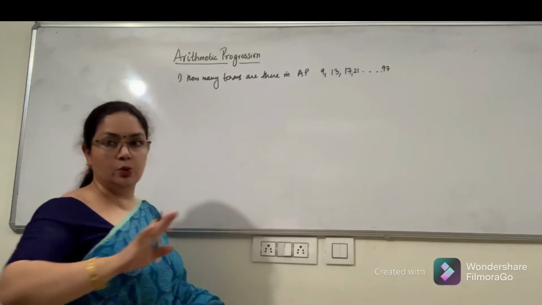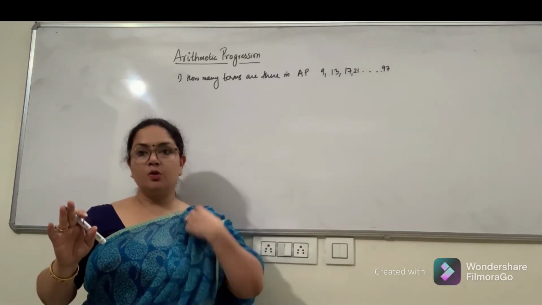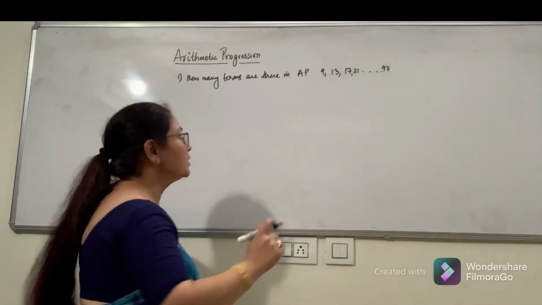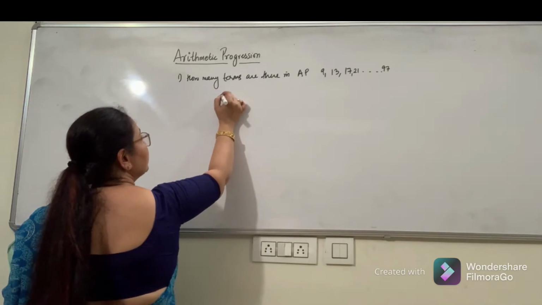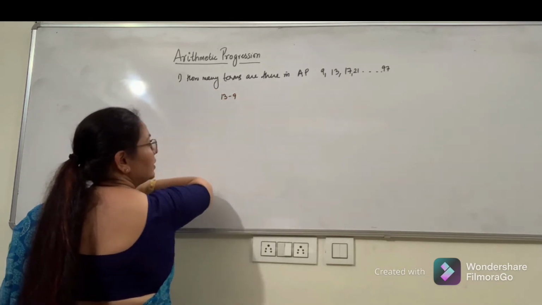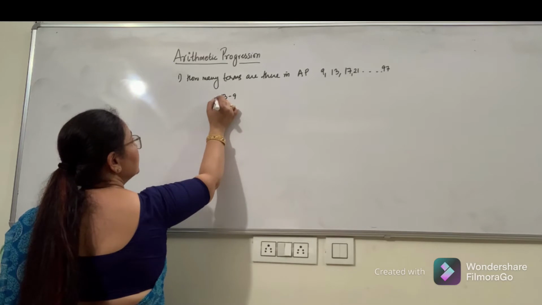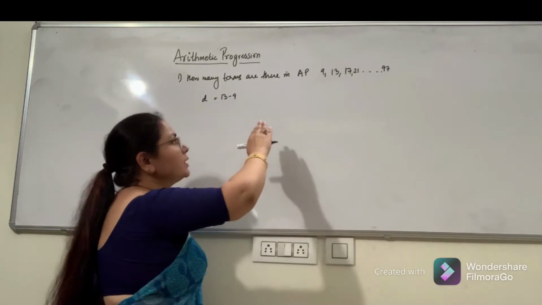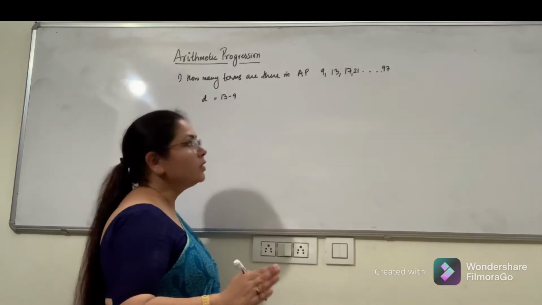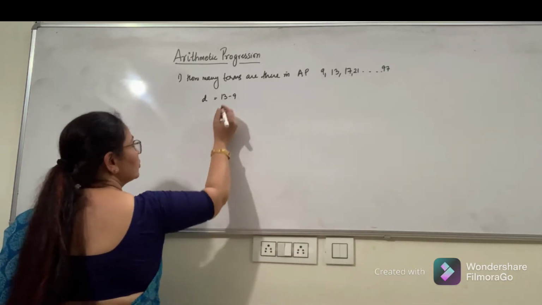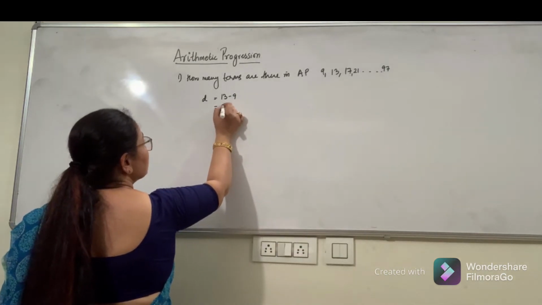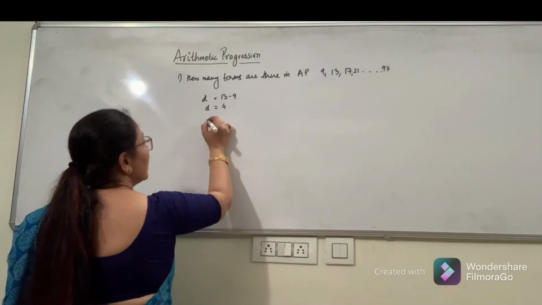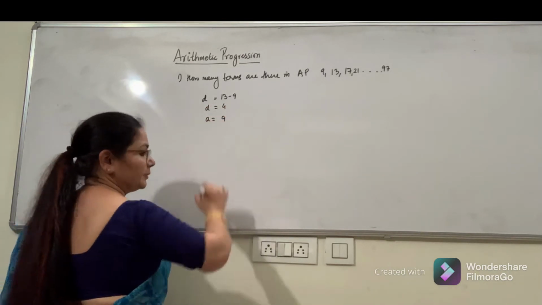So first of all, what we are going to do is find the common difference. What is the common difference? 13 minus 9, that is D. And if the question says it is an AP, the series will always be in AP, no need to check, otherwise you can check also. 13 minus 9 is 4, so the common difference is 4. And the first term we will note down, that is 9.